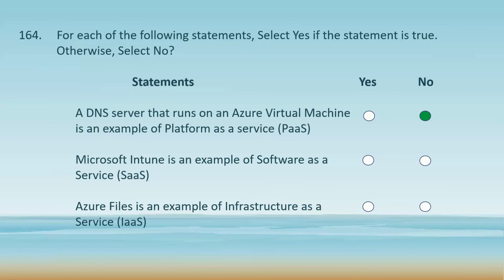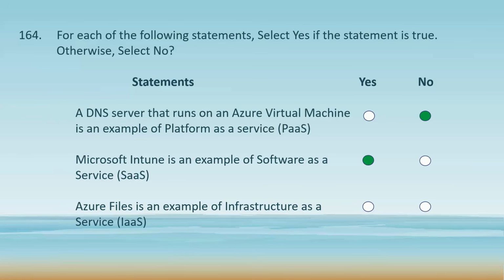Now, the next statement is, Microsoft Intune is an example of software as a service. Yes, this statement is correct. As a SaaS offering, Microsoft Intune is delivered over the internet as a subscription-based service. Users can access and use Intune through a web portal or dedicated applications without the need for on-premise infrastructure or software installation.